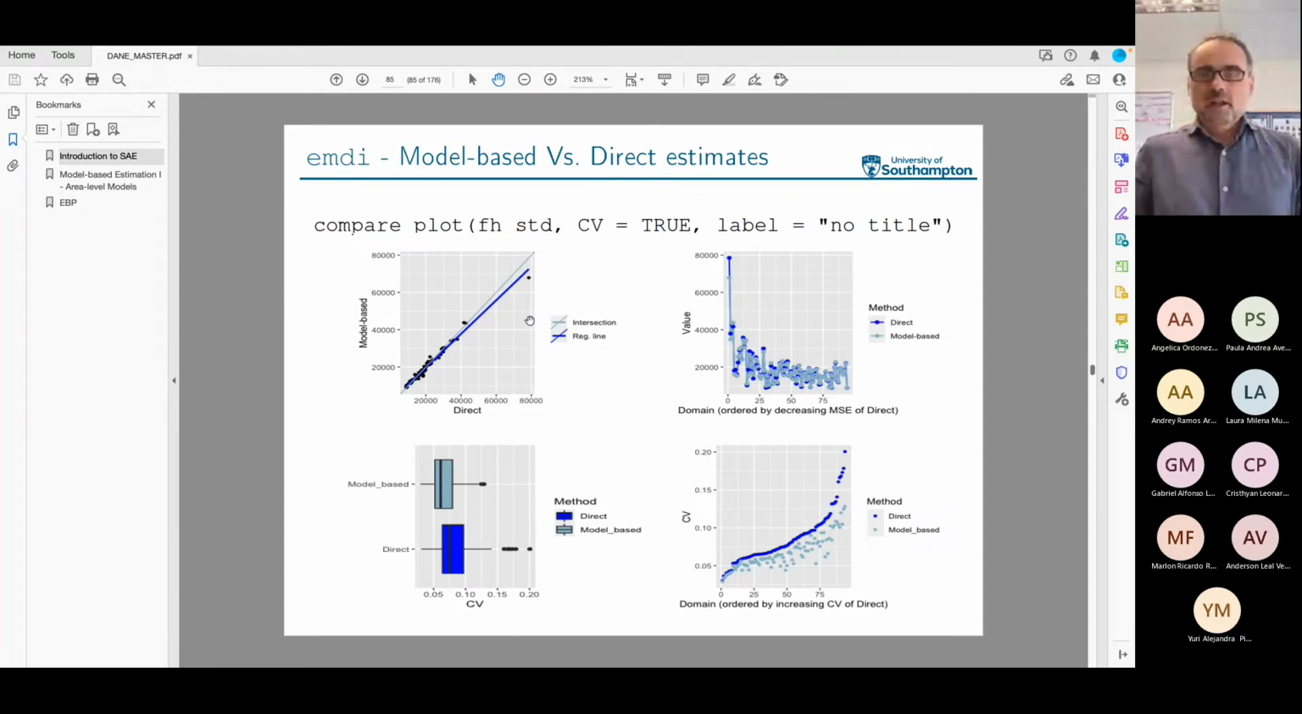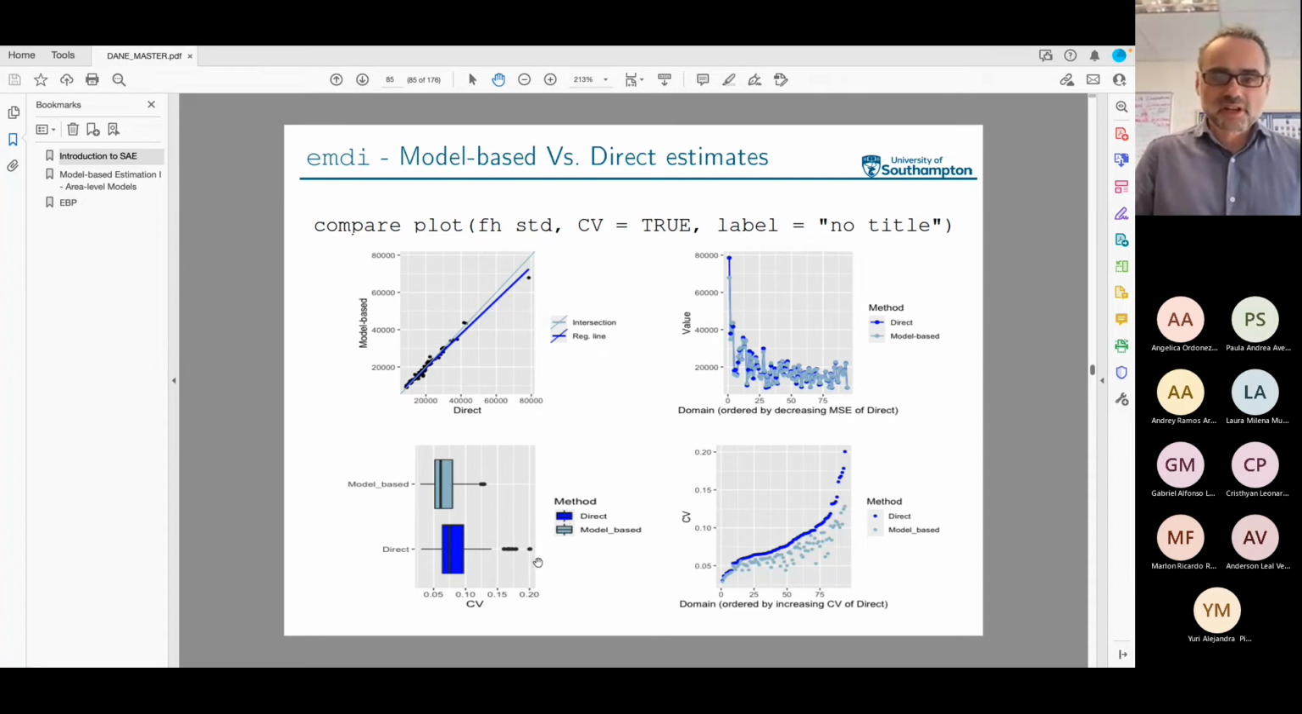The top right-hand side plot gives you a comparison between the direct and the model-based estimates, ordered by decreasing mean squared error. You see that on the left-hand side of the plot, direct estimates have a much higher variance compared to the model-based estimates. But as we move to the right-hand side of the plot, both direct and model-based estimates are very close in terms of uncertainty.